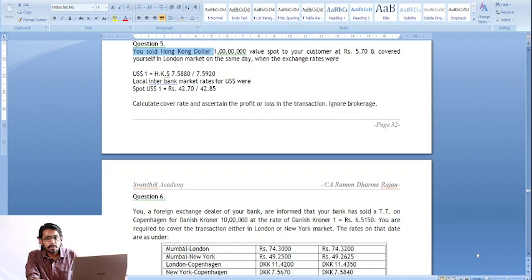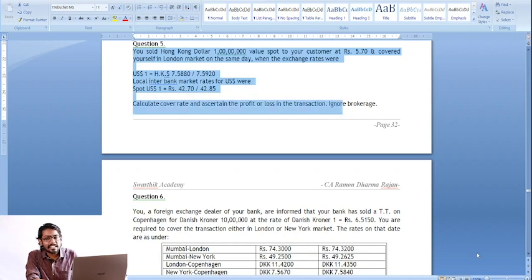Pay attention. You sold Hong Kong dollars 1 crore value spot to your customer at rupees 5.7 and covered yourself in the London market on the same date when the exchange rates were: 1 US dollar is Hong Kong dollar 7.5880 or 7.5920. Local interbank market rates for US dollar were spot 1 US dollar rupees 42.70 and 42.85. Calculate the cover rate and ascertain the profit or loss in the transaction.